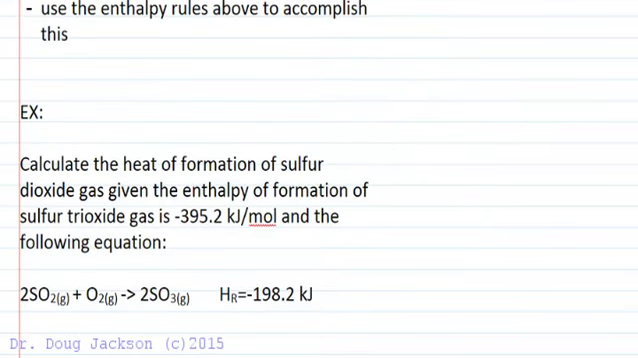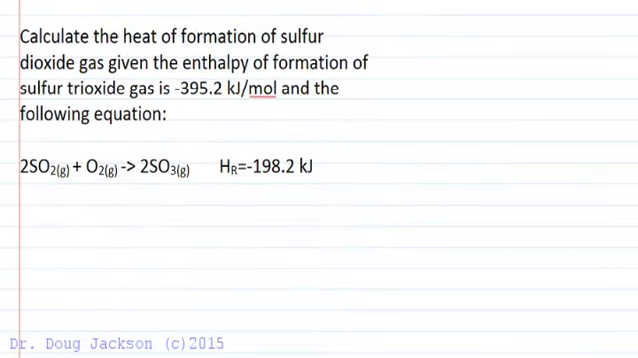For example, if we are to calculate the heat of formation of sulfur dioxide gas, given that the enthalpy of formation of sulfur trioxide gas is negative 395.2 kilojoules per mole, and an additional equation, we can use Hess's law to help us find this unknown quantity. Okay, so there's the given equation. Now we've got to define the heat of formation of sulfur trioxide.